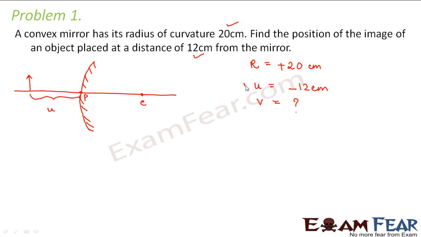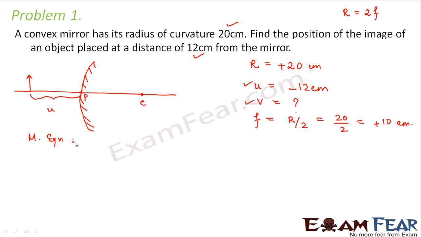For the mirror equation, we want u, v and f. Now we know a relationship between focal length and radius of curvature. What is that relationship? Radius of curvature is twice the focal length. So we can say that focal length will be equal to R by 2, that is 20 by 2, which is equal to plus 10 centimeters. Now we will make use of the mirror equation. As per the mirror equation, 1 by u plus 1 by v is equal to 1 by f.